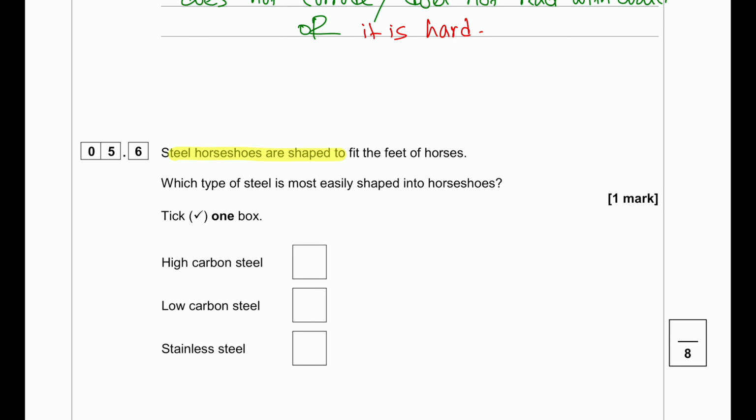Steel horseshoes are shaped to fit the feet of horses. Which type of steel is most easily shaped into horseshoes? So horseshoes are mostly made from low carbon steel because the shape can be easily reformed. High carbon steel breaks and stainless steel is not used for making horseshoes.